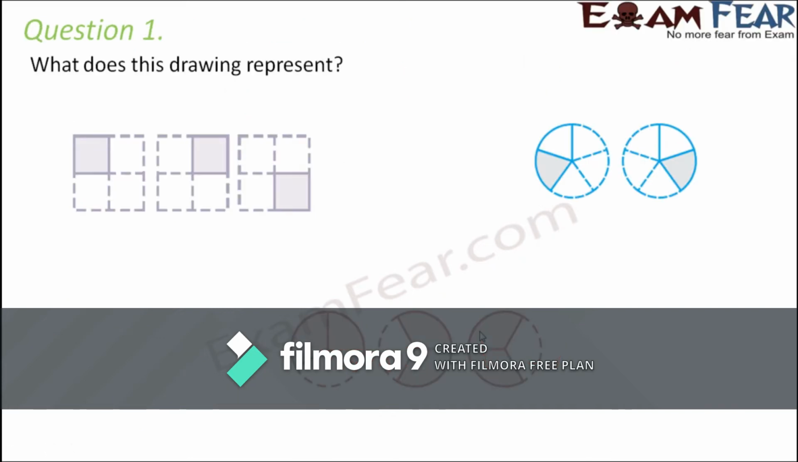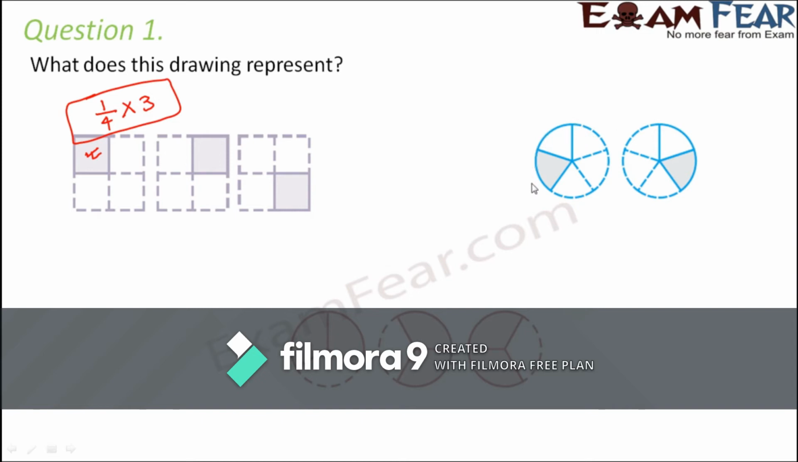Some of the questions. Question number 1. What does this drawing represent? So here you see a lot of images. So the first image, what is it? You have a square which is divided into 4 equal parts, out of which one part is shaded. So this represents 1 by 4. But you have 3 such squares. That means altogether what does it represent? 1 by 4 multiplied by 3. So this is what is being represented by this drawing.